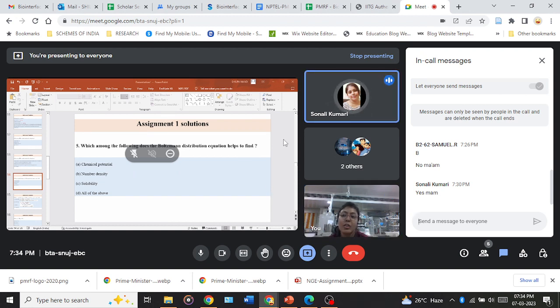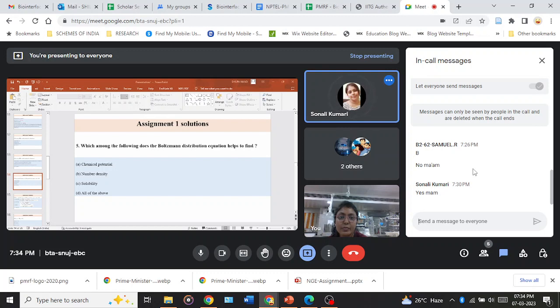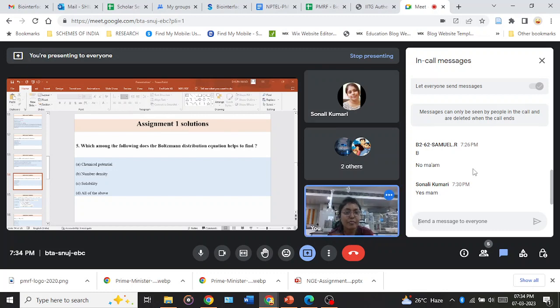Number density. Okay. And there's a chemical potential. I have to find the option B. Okay. Fine. And Samuel, do you have any suggestion or any guesses for this question? Okay, fine. So the correct answer for this question is option D, which is all of the above.